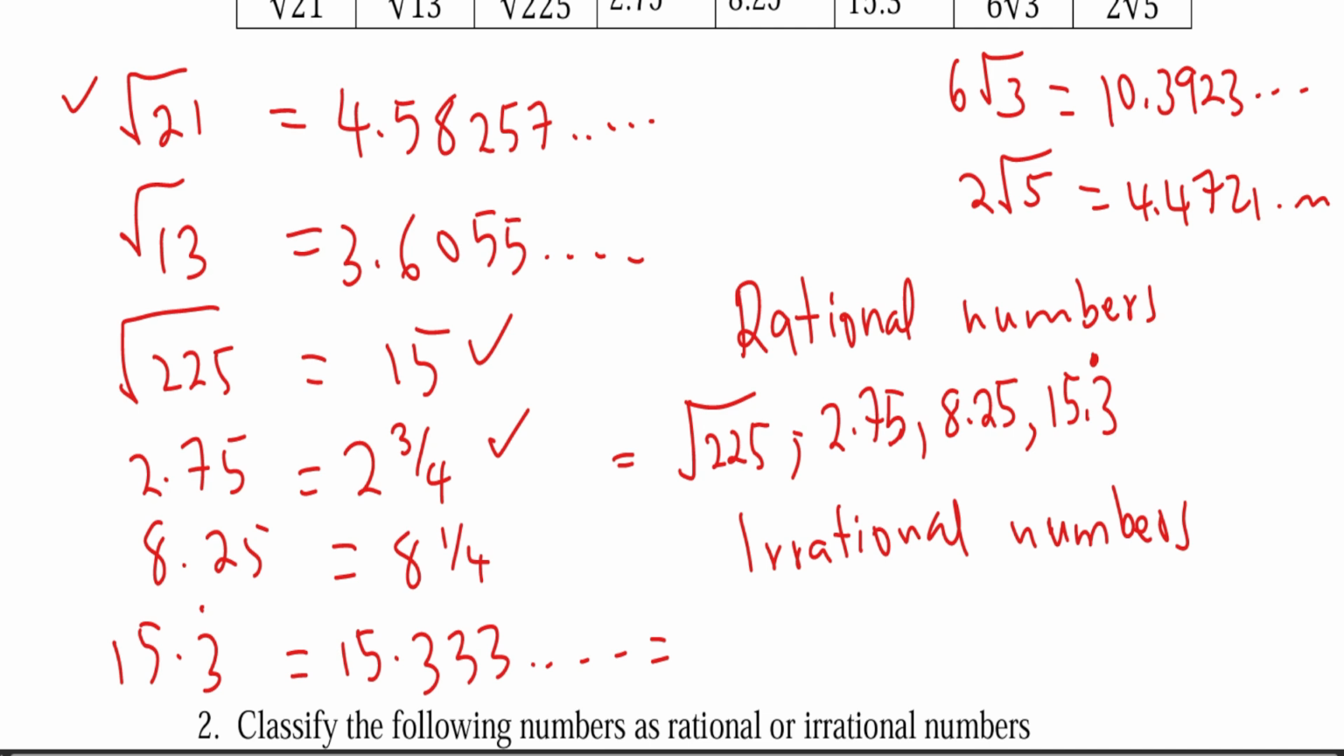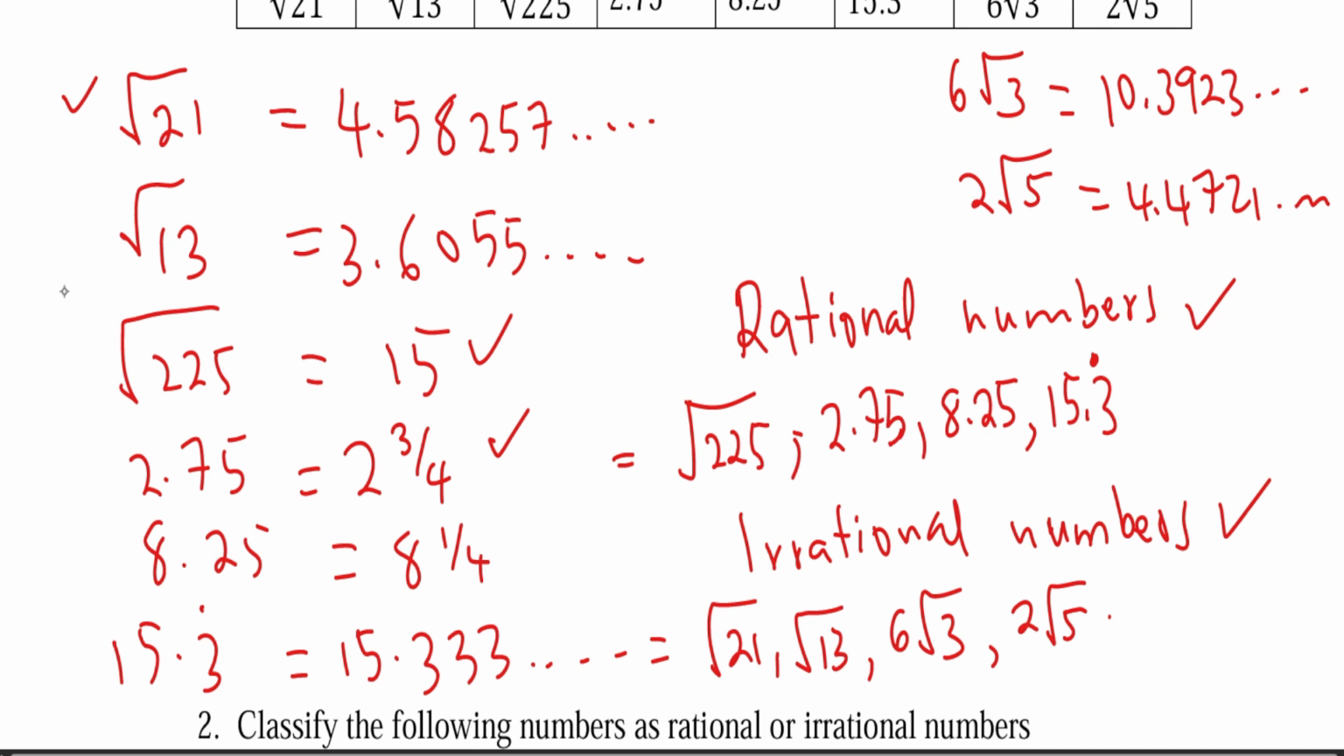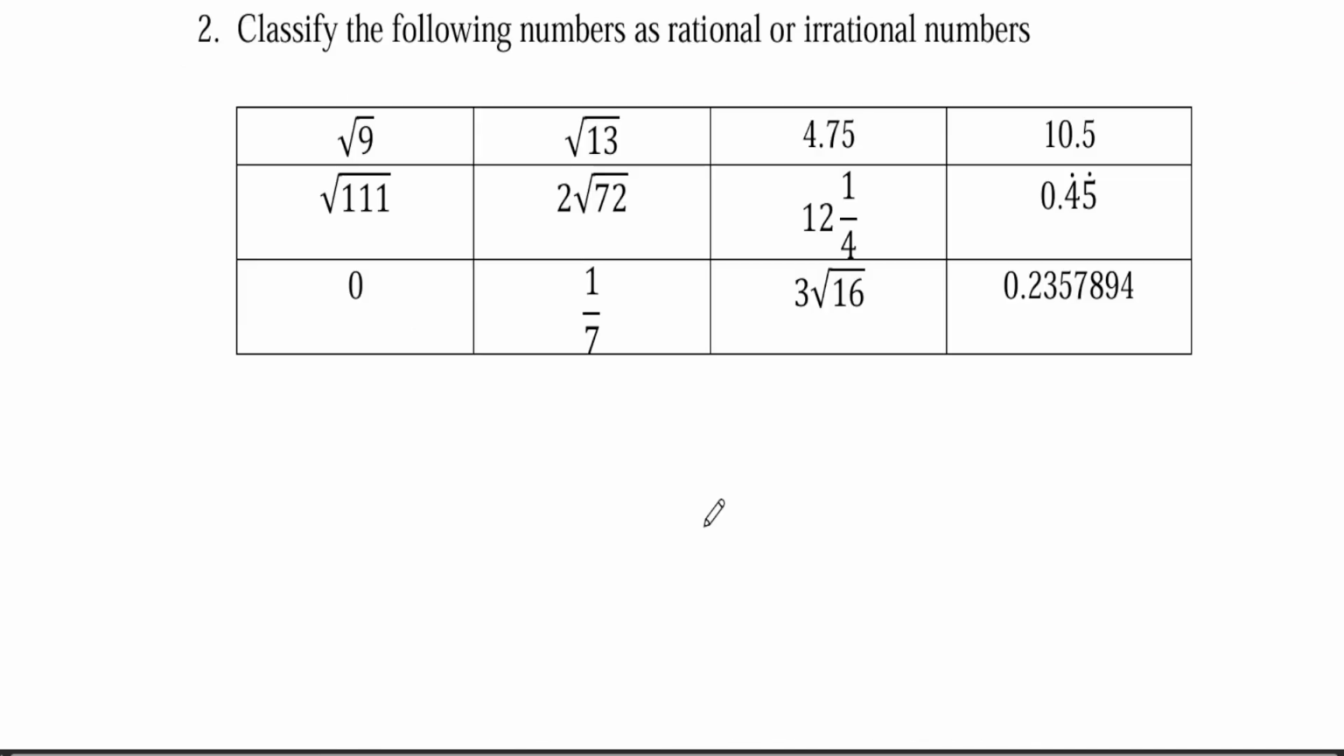For irrational numbers, you don't have a sequence. It has many decimals, and you don't know what the next number is. So this includes root 21, root 13, 6 root 3, and last but not least 2 root 5. So, very easy question. Now classify the following numbers as rational or irrational numbers. Pause the video. You can do this by yourself.